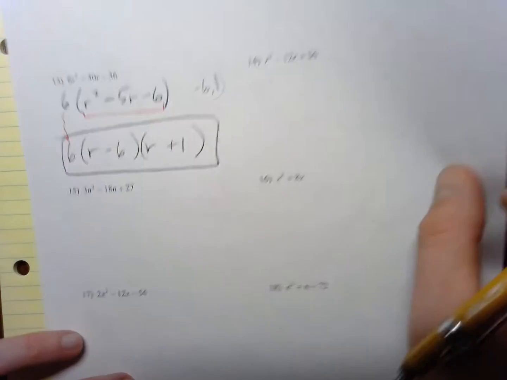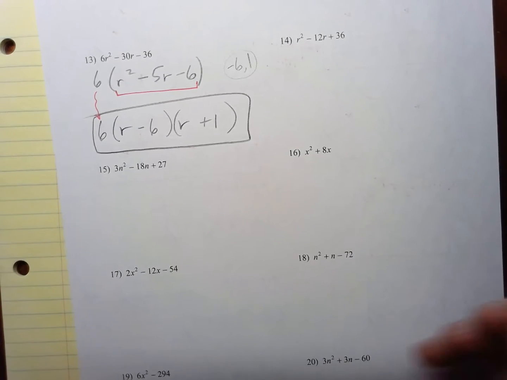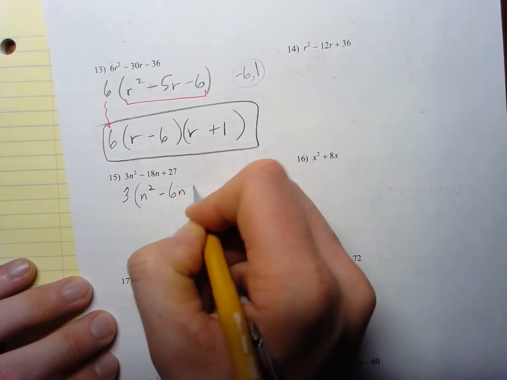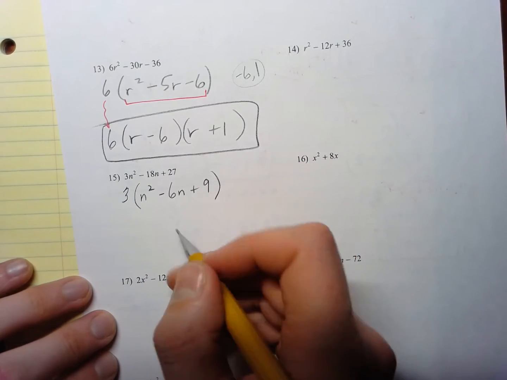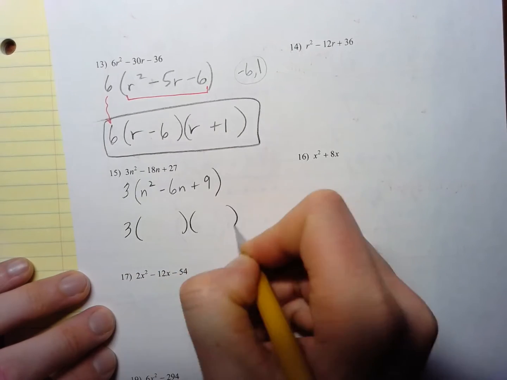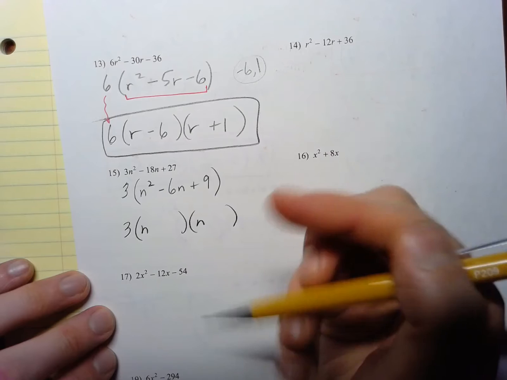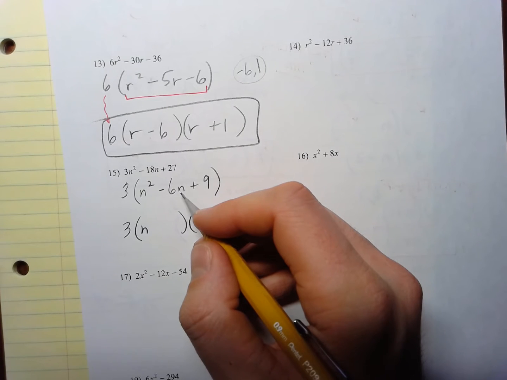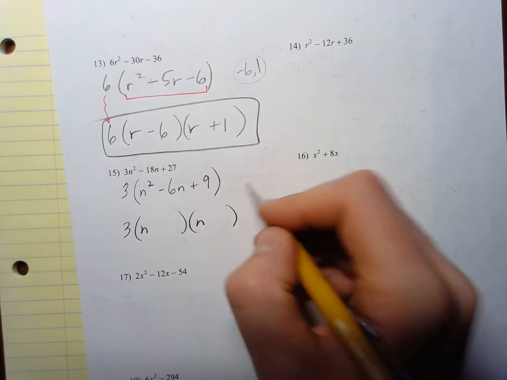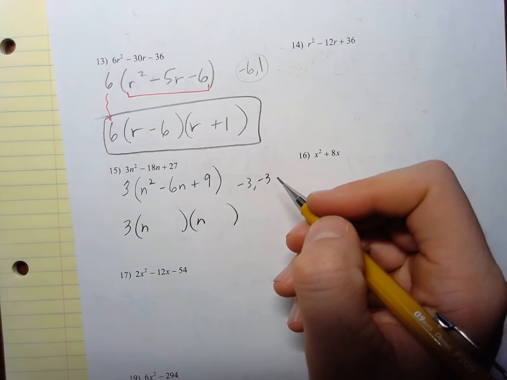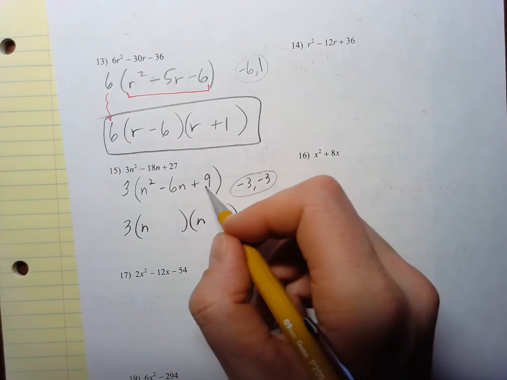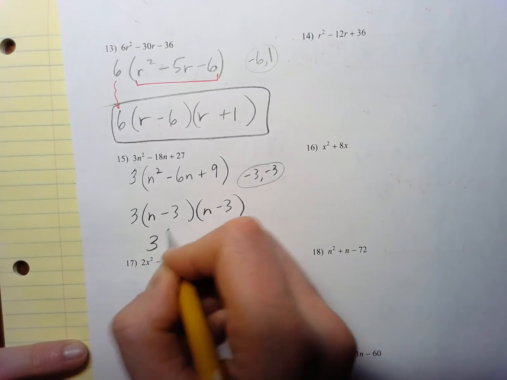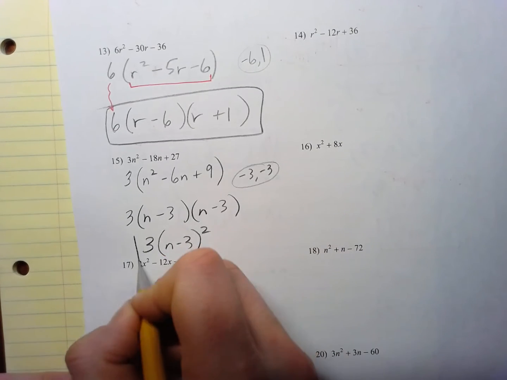I'll do one more here. This one here. We'll pull the 3 out. Right? And so what have we got? Multiplying to 9 and adding to negative 6. Well, it's got to be negative 3 and negative 3, right? Because when I multiply those, I get plus 9. When I add them, I get negative 6. Minus 3, minus 3. So notice here, this is actually n minus 3 squared, right?